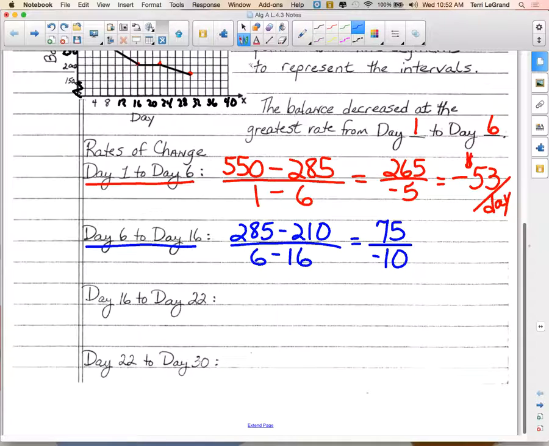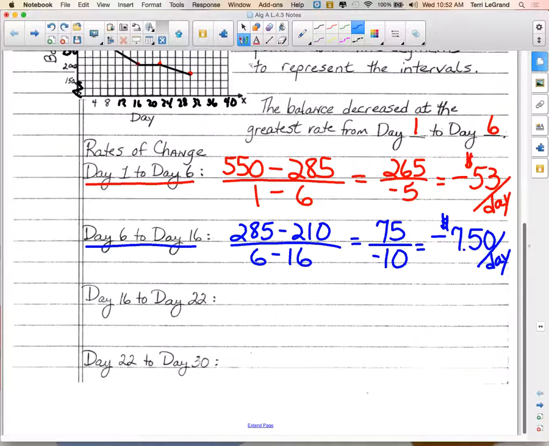Positive divided by a negative, a negative. 75 divided by 10. 7.5. Okay. Now, we know that is dollars. So since it's dollars, what are we going to put behind that 5? $7.50 per day, per 1 day.